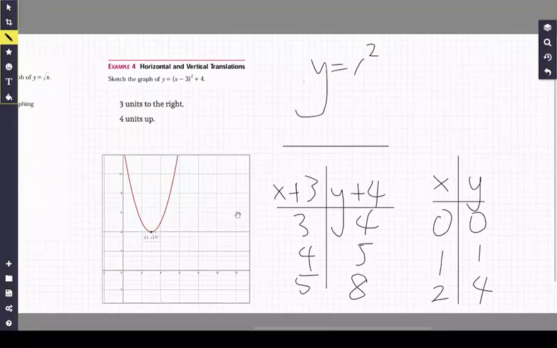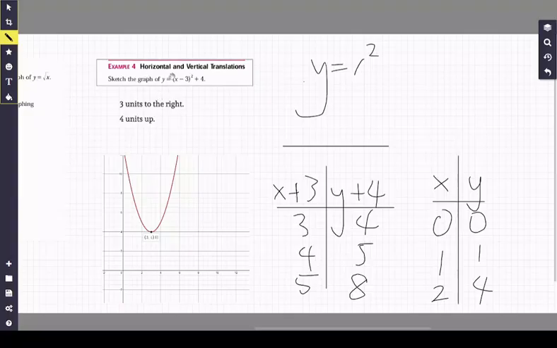So using this mapping rule that we were able to derive from this function, we're able to actually graph the entire thing with precision. So that is pretty much all I have to say this lesson.